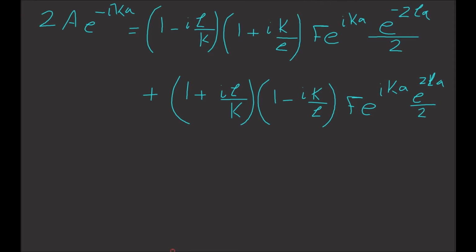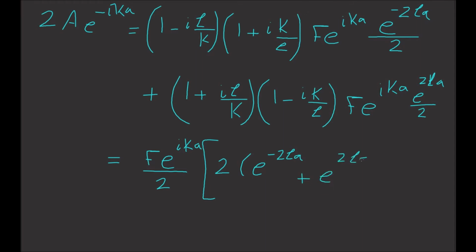Let's simplify a little bit further. So we get f times e to the I k a, after some algebra. I recommend you go do this algebra by yourself. Times a divided by 2 times 2 times e to the minus 2 l a plus e to the 2 l a. This should look familiar, right? Plus I times l square minus k square divided by l times k times e to the 2 l a minus e to the minus 2 l a.